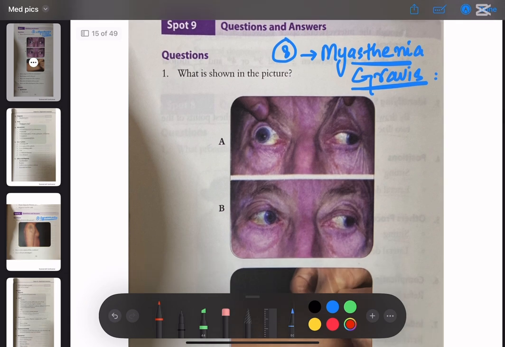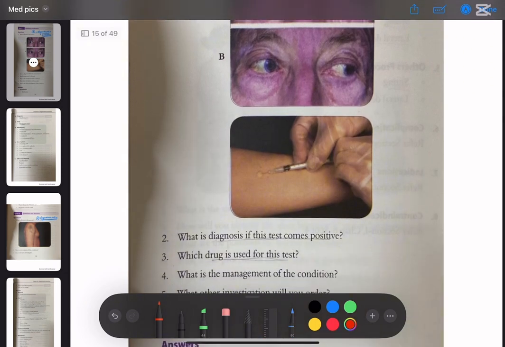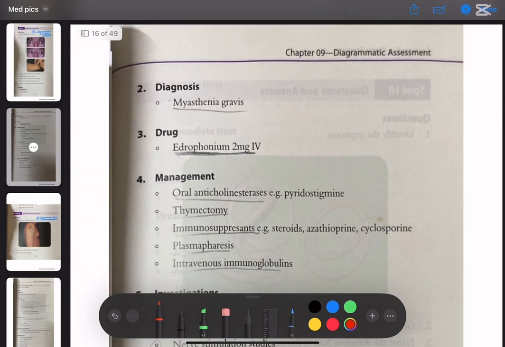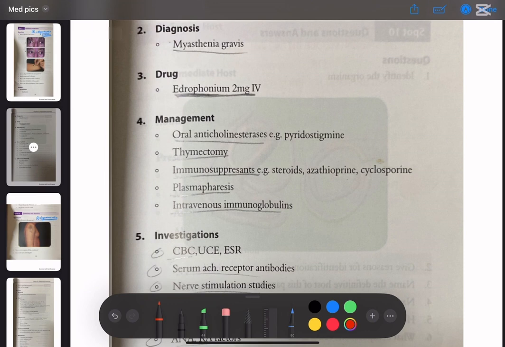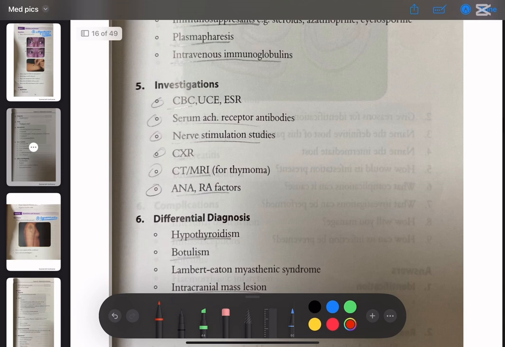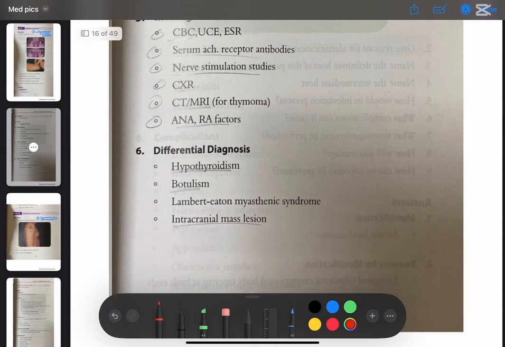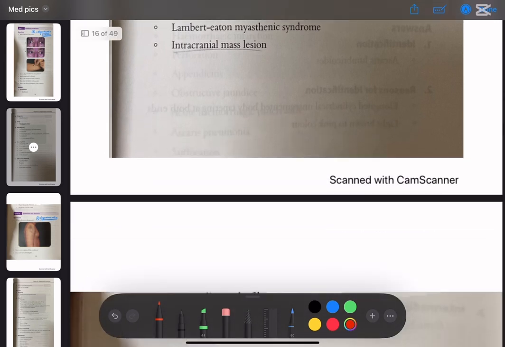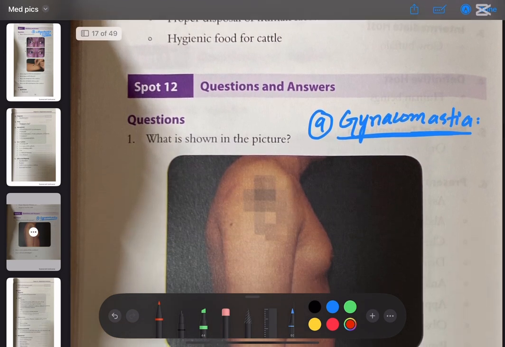You can look at the picture. This is myasthenia gravis, and it is confirmed through the Tensilon test, and the drug that is used is edrophonium 2 mg intravenously, and oral anticholinesterase, pyridostigmine, thymectomy, and immunosuppressants, that is cyclosporine and azathioprine, plasmapheresis, and intravenous immunoglobulins are given for treatment. The investigations are CBC, urea creatinine and electrolytes, ESR, serum ACh receptor antibodies, nerve stimulation studies, chest X-ray, CT, and MRI, ANA, and RF factors. The differential diagnosis are hypothyroidism, botulism, and intracranial mass lesions. Okay, now coming towards the next case, that is gynecomastia.